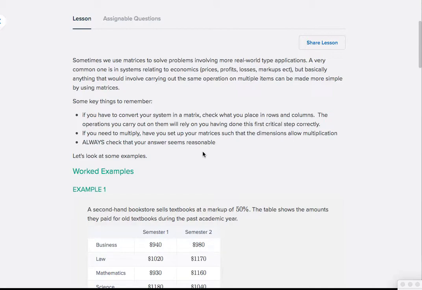If you get your columns and rows mixed up, it'll ruin the multiplication. If you need to multiply, have you set your matrices up such that the dimensions allow multiplication? For example, it would be no good to be multiplying a 3 by 2 by a 3 by 2. It would need to be a 3 by 2 by a 2 by 3, remembering that the two middle dimensions are the ones that allow us to multiply. So 3 by 2 times 2 by 3, the two 2's that I set in the middle allow us to multiply. And always check that the answer seems reasonable, always, every time.